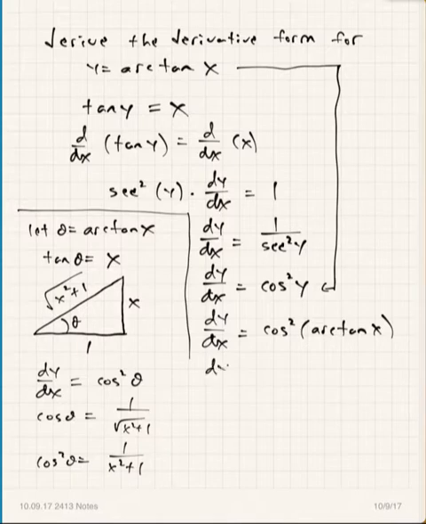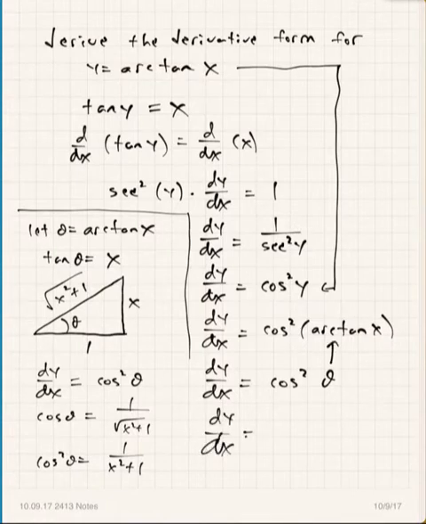And so what do we have over here? The dy dx is cosine squared of theta, because that's what theta was, is arctangent. And so we get the dy dx is equal to 1 over x squared plus 1. And we've derived the basic form for the arctangent function.